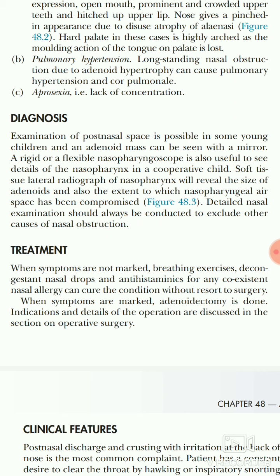Treatment. When symptoms are not marked, breathing exercises, decongestant nasal drops, and antihistaminics for any coexistent nasal allergy can cure the condition without resort to surgery. When symptoms are marked, adenoidectomy is done. Indications and details of the operation are discussed in the section on operative surgery.